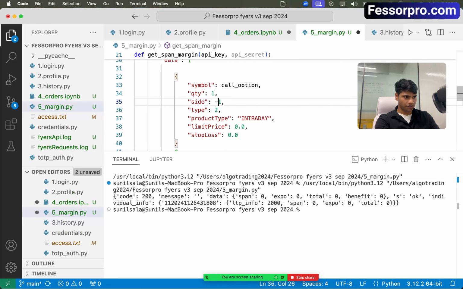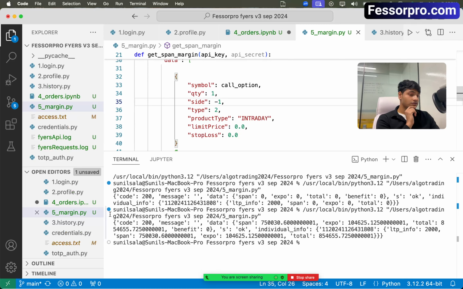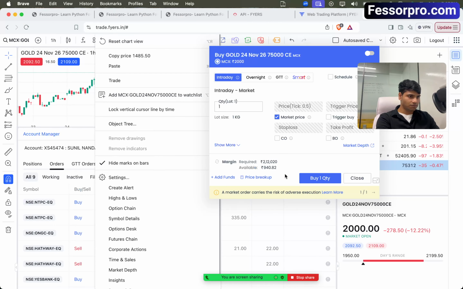If I do side -1 and run the code, yeah. So see, when you buy, they don't specify the span margin and exposure. But when you sell, when I change this to -1, now you see it is giving me everything. So this is the overall margin required. LTP is 2000. Span is, no, this is 7 lakh 50,000. And this is 1 lakh and total 8 lakh 50,000 you need.